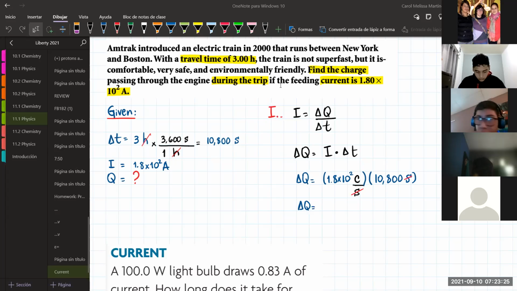Well, I got 1,944,000 coulombs. This is what I got. If you write it in scientific notation, it will be 1.94 times 10 to the 6th power. Both answers are correct. In this case, I prefer this one because it is an exact answer. I don't have decimals in it, so I prefer the first answer for accuracy purposes only. But both answers are good.